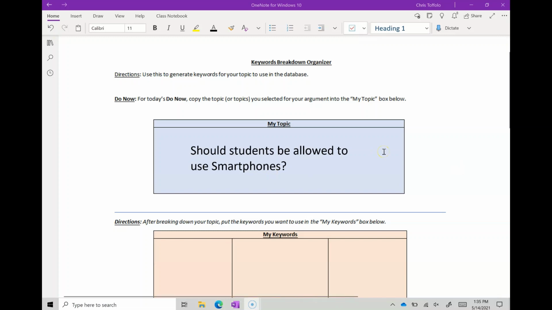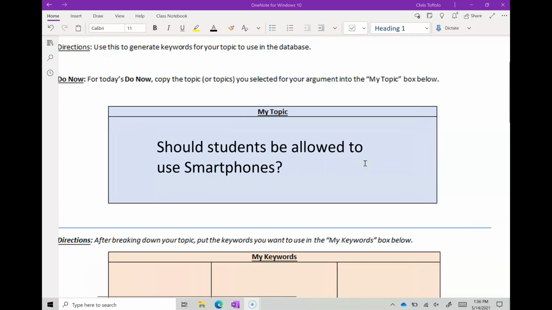Now, you may be doing a different project than I am right now, but the skill that I'm going to do is transferable no matter what research project you're doing. So right off the bat, and like I said, you do need to have a research topic or research question in mind that you can write down, that you can do this two-step process to.